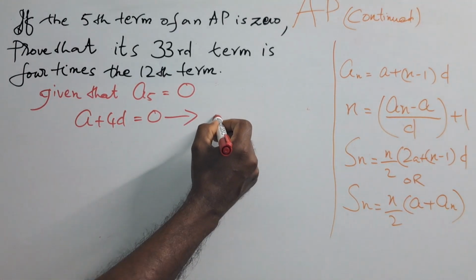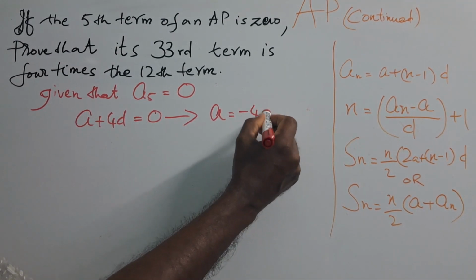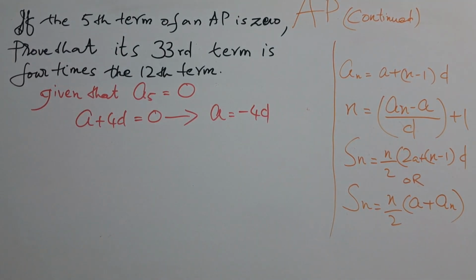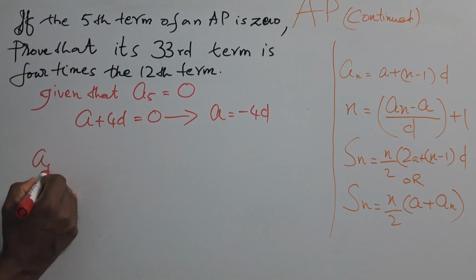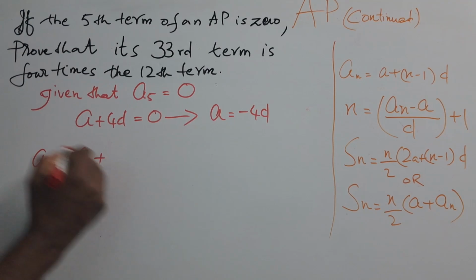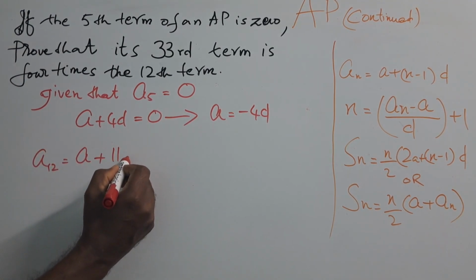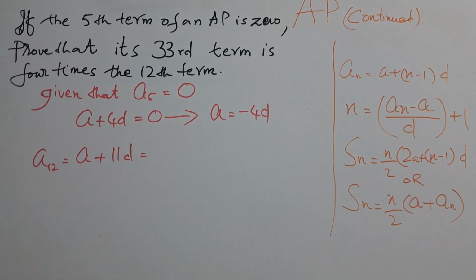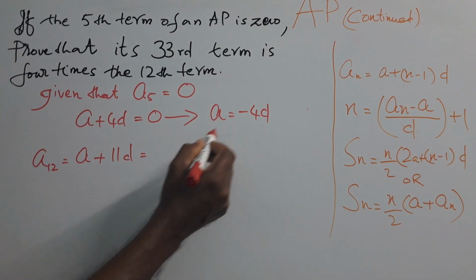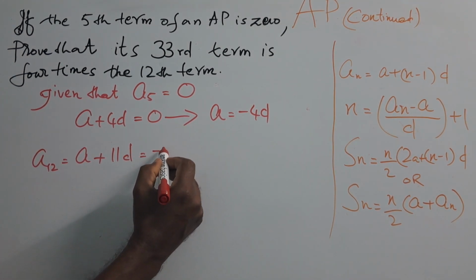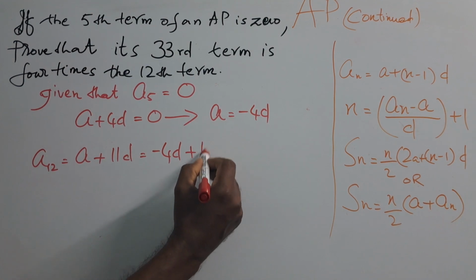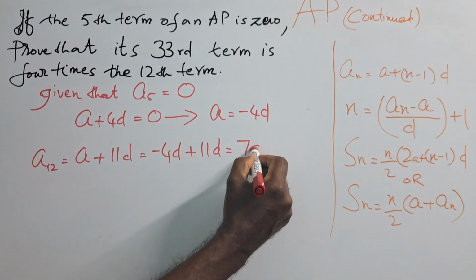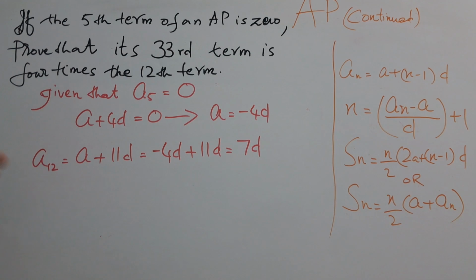From this equation, we can see that A is equal to minus 4D. This 4D becomes minus 4D on the other side of the equation. Now let's see the 33rd term and the 12th term. A12 is equal to A plus 12 minus 1 into D, that is A plus 11D, is equal to, A is minus 4D, minus 4D plus 11D is equal to 7D. A12 is 7D.